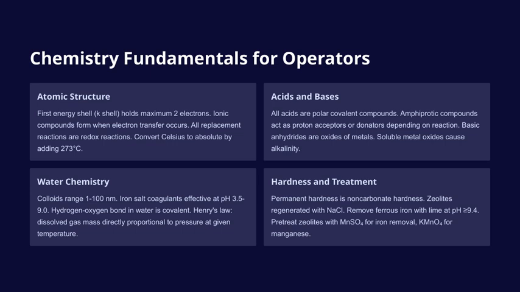Moving on to acids and bases, all acids are polar covalent compounds, meaning they share electrons unevenly, which makes them polar. Some compounds are amphiprotic, meaning they can act either as proton donors or acceptors depending on the reaction. Basic anhydrides, which are oxides of metals, can react with water to form bases. Soluble metal oxides tend to cause alkalinity in water, so they can increase pH. In water chemistry, colloids are particles ranging from 1 to 100 nanometers, small enough to stay suspended but larger than molecules. Iron salt coagulants are effective at pH levels between 3.5 and 9, helping with water treatment.